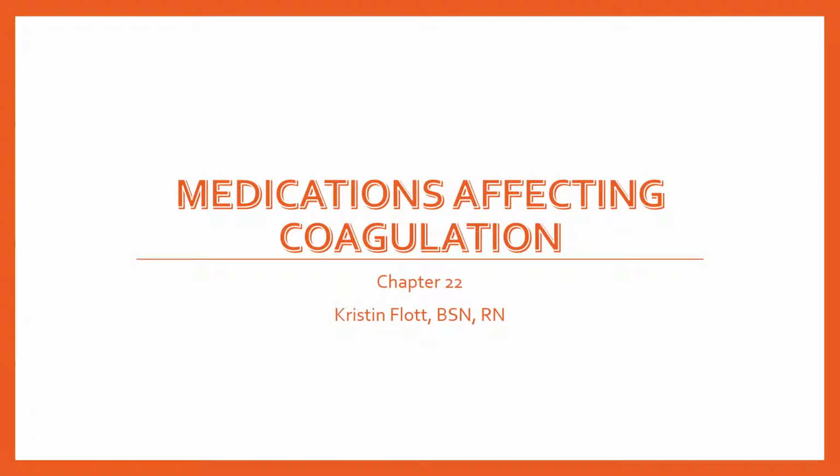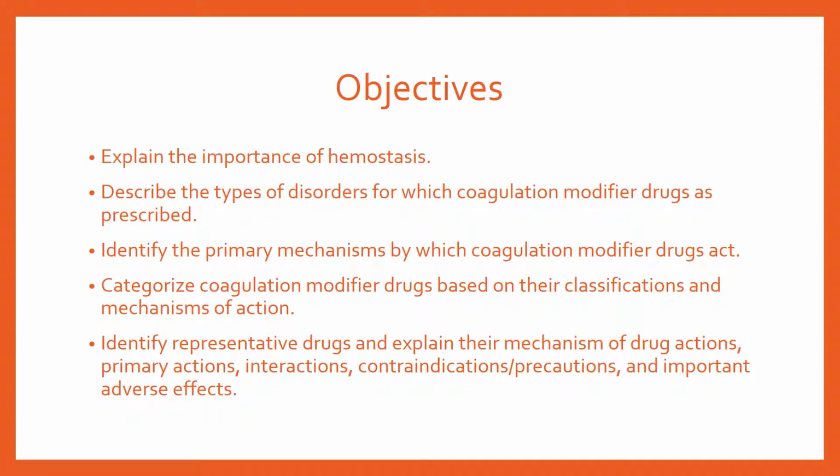Okay, we're going to be talking about Chapter 22, Medications Affecting Coagulation. The objectives for this chapter: explain the importance of homeostasis, describe the types of disorders for which coagulation modifier drugs are prescribed, identify the primary mechanisms by which coagulation modifier drugs act, categorize coagulation modifier drugs based on their classifications and mechanism of action, identify representative drugs and explain their mechanism of drug actions, primary actions, interactions, contraindications, precautions, and important adverse effects.